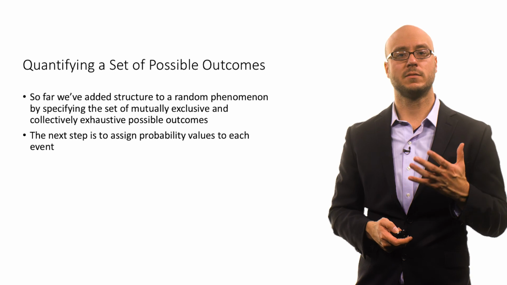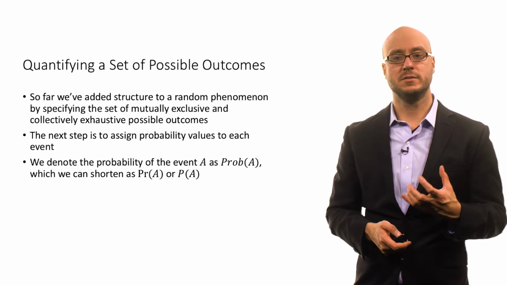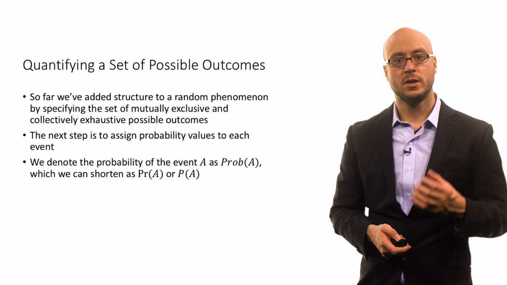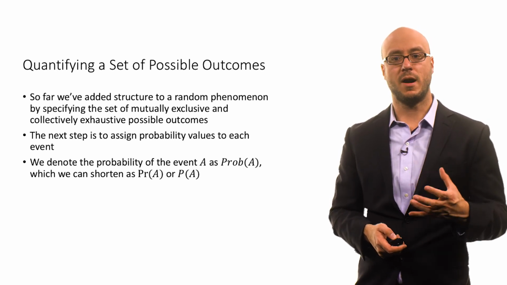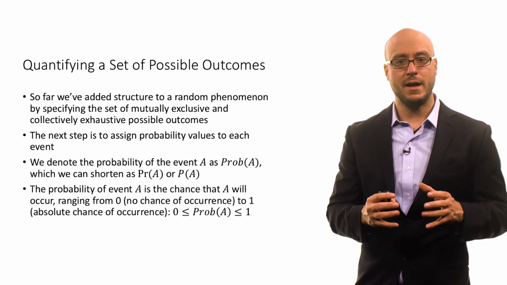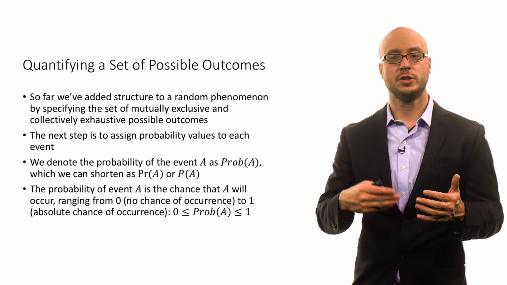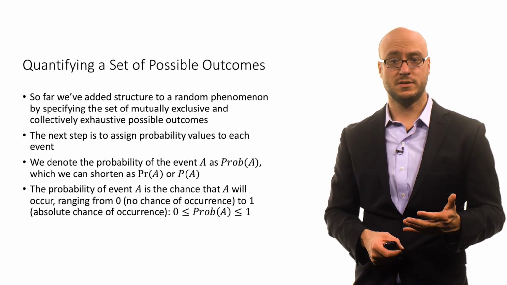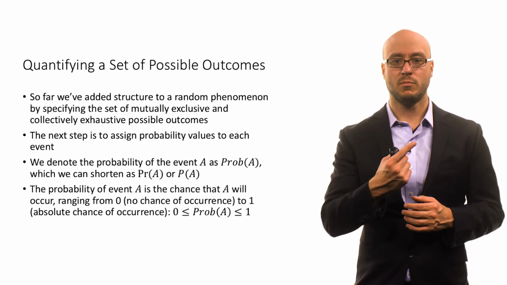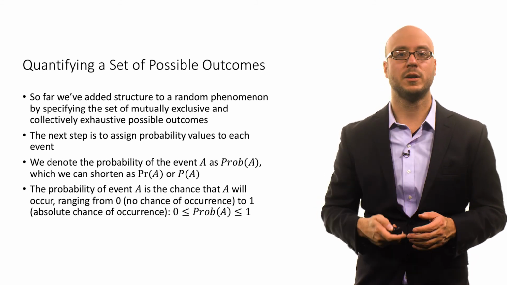So let's think about imposing this structure. The next task is to assign probability values to each event or each particular possible outcome. We denote the probability of the event or outcome A as P(A), which we can shorten to P A. The probability of some event or possible outcome A is the chance that A will occur, ranging from 0 to 1 inclusive. A probability of 0 says it's unlikely to occur. A probability of 1 says it's an absolute chance of occurrence. Most events or possible outcomes in life are not 0, and they're not 1. Most events are somewhere in between.